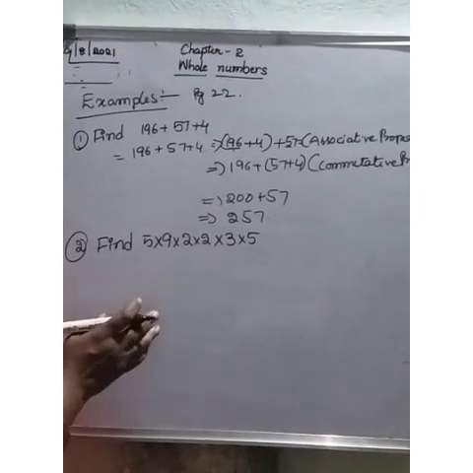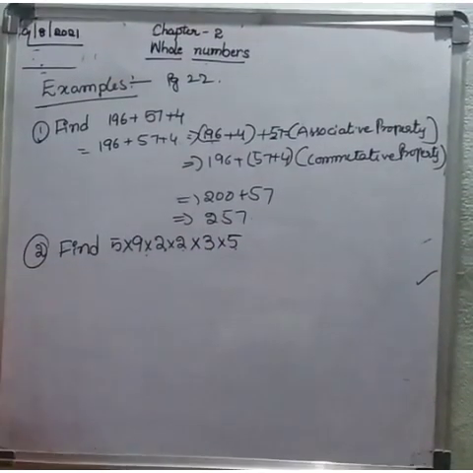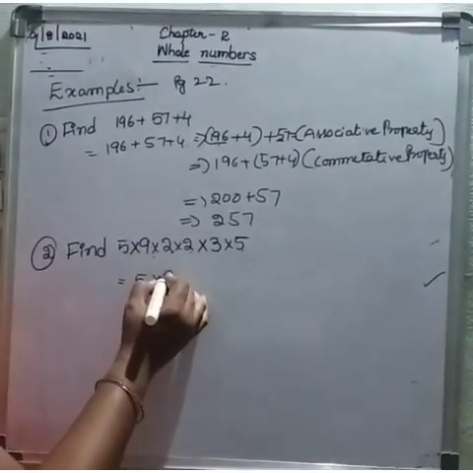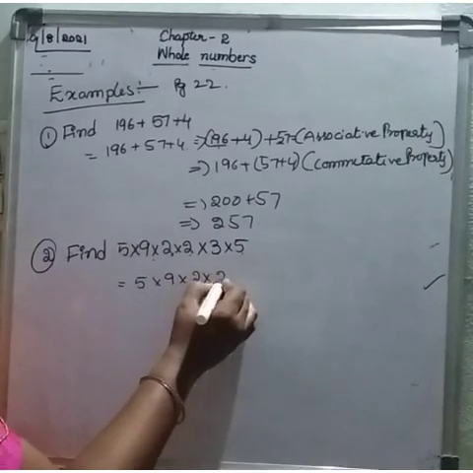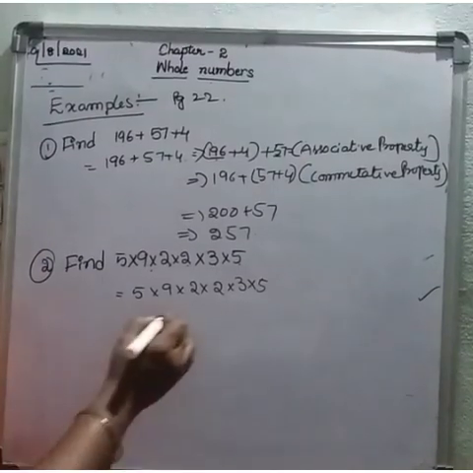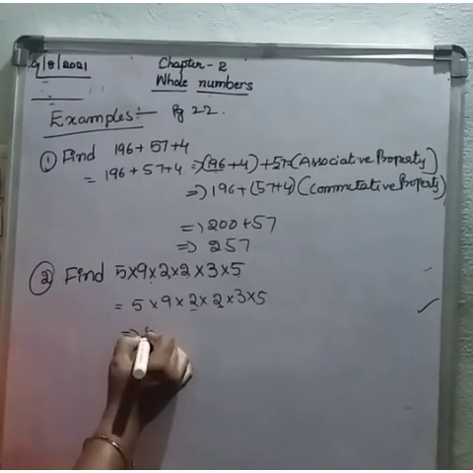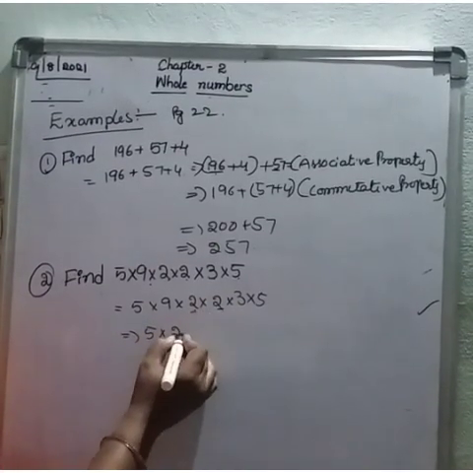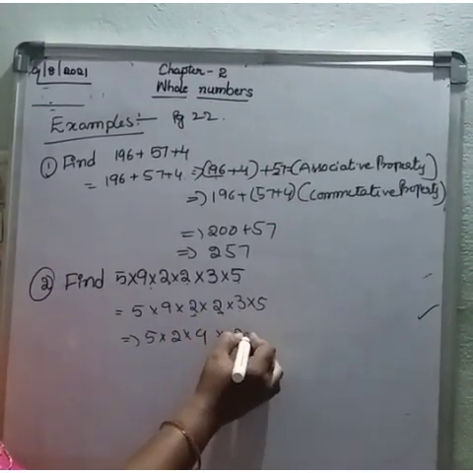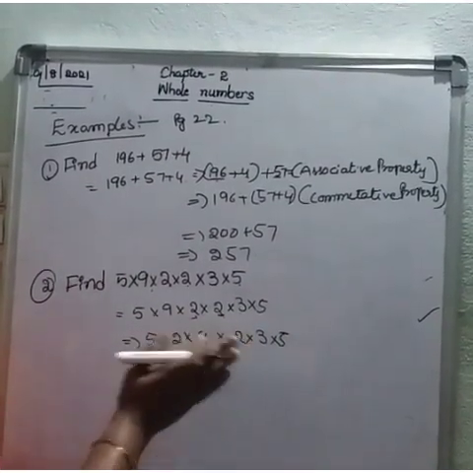Next, second example. Find 5 into 9 into 2 into 2 into 3 into 5. So, the given number is 5 into 9 into 2 into 2 into 3 into 5. Okay. Look here. Here 2 twos are there. 5 into 2 into 9. Next, 2 into 3 into 5. 2 twos are there, no? One 2 on this side, one 2 on this side.